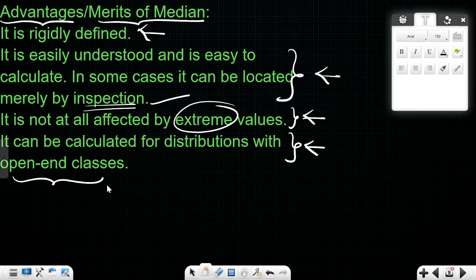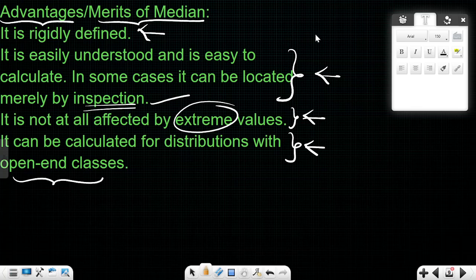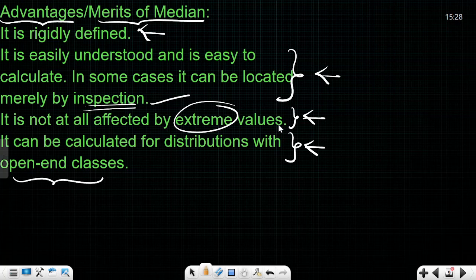Some of the words even I don't know, but it is nice to know. One thing you can write in your notebook, Akshita: any of the points you feel are important, please write them down, putting the heading as advantages and merits of median.